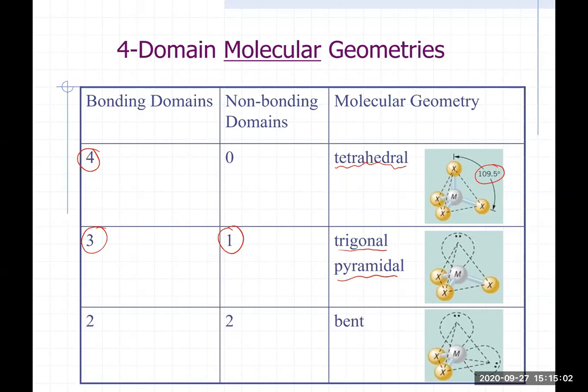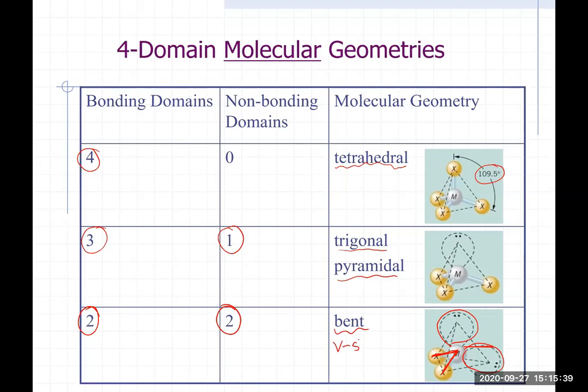If we have 4 total domains, 2 of them are bonding, 2 of them are non-bonding. This has a bent geometry. If you look at what they mean by bent, I'm going to outline it in red. That means we have the bent structure between our atoms because we're looking at the molecular geometry, right? So these are lone pair electron clouds that are out here. We're looking at the molecular geometry. They also call this V-shaped.